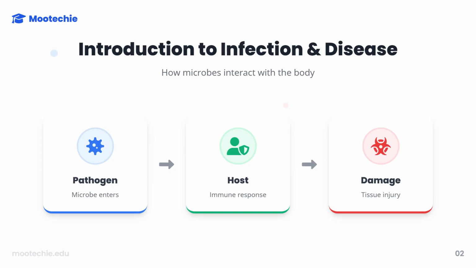First, the pathogen. A pathogen is a disease-causing microbe that enters the body. This entry is the starting point of any infection process. Next comes the host. The host refers to the human body, which immediately responds using its immune system to fight the invading microbe. Finally, we see damage. If the immune response is unable to control the pathogen effectively, tissue injury occurs, leading to illness. With this basic interaction clear, we can move forward.